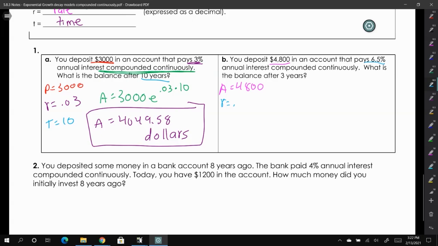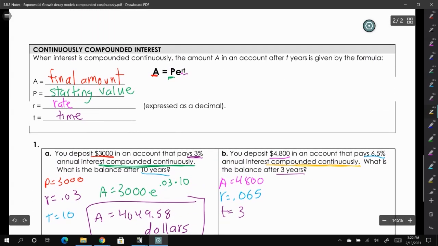So 6.5%, people mess this up a lot and will say, oh, that's 0.65. No, if I had you guys say 6%, I know you would say, oh, that's 0.06. This is just another place further. This is 6.5%. So the decimal equivalency for this is 0.065. Time is 3 years. And this says compounded continuously. So we are going to use this formula right here.